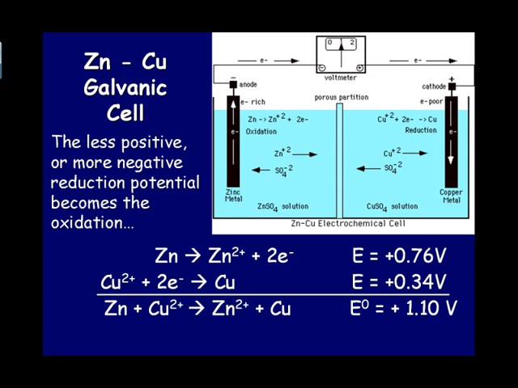So what you would eventually see is that the zinc anode on the left gradually decreases in mass, and on the right side the copper cathode increases in mass. So again, for the zinc-copper galvanic cell, we've determined the oxidation and the reduction, and that allows us to take a look at the actual cell and determine the direction of the electron flow.